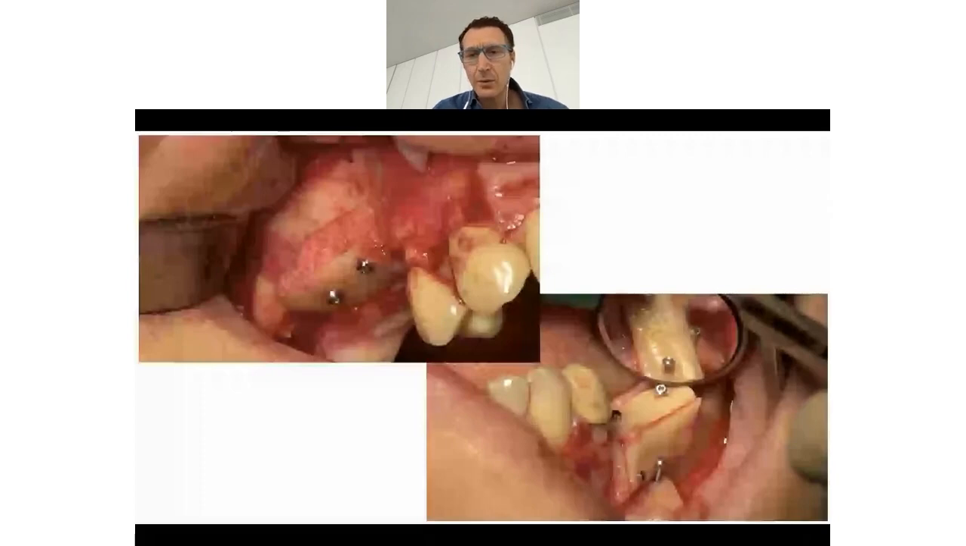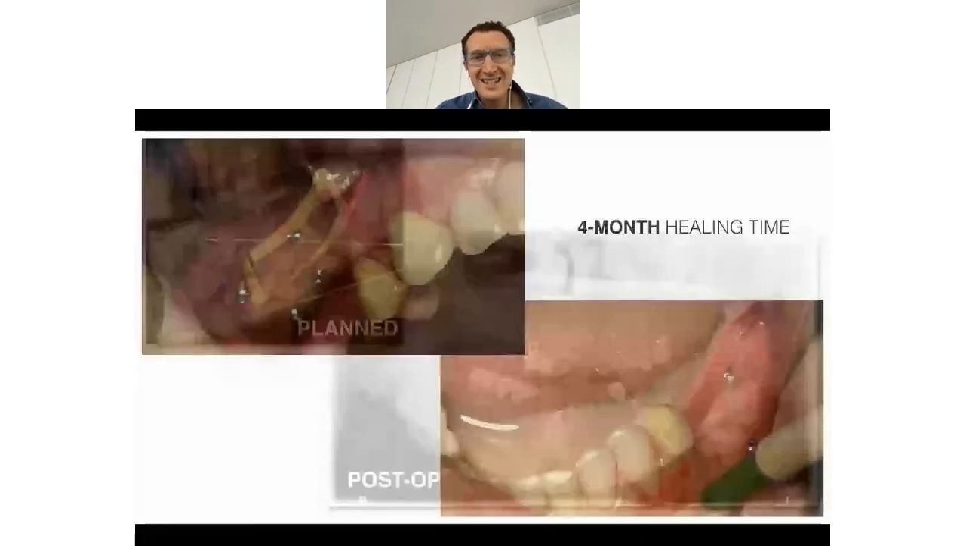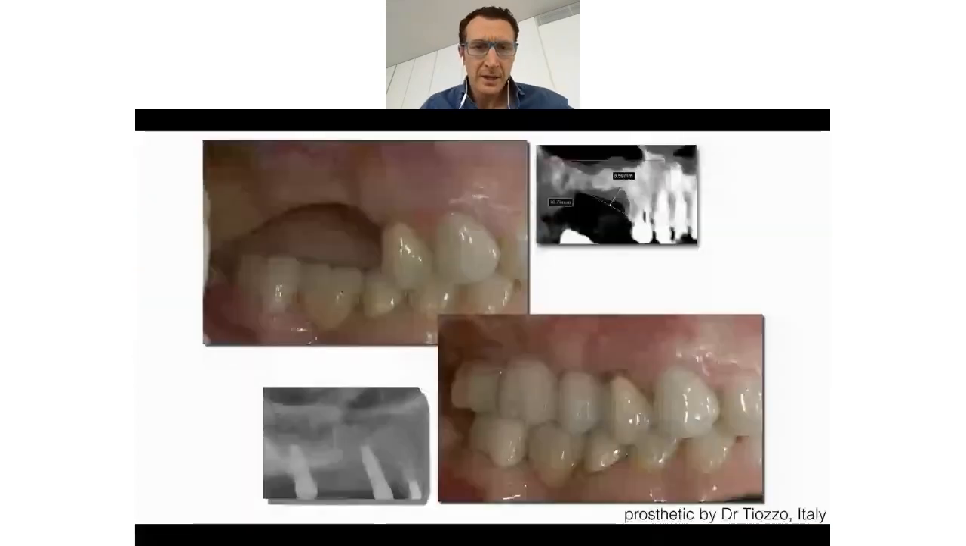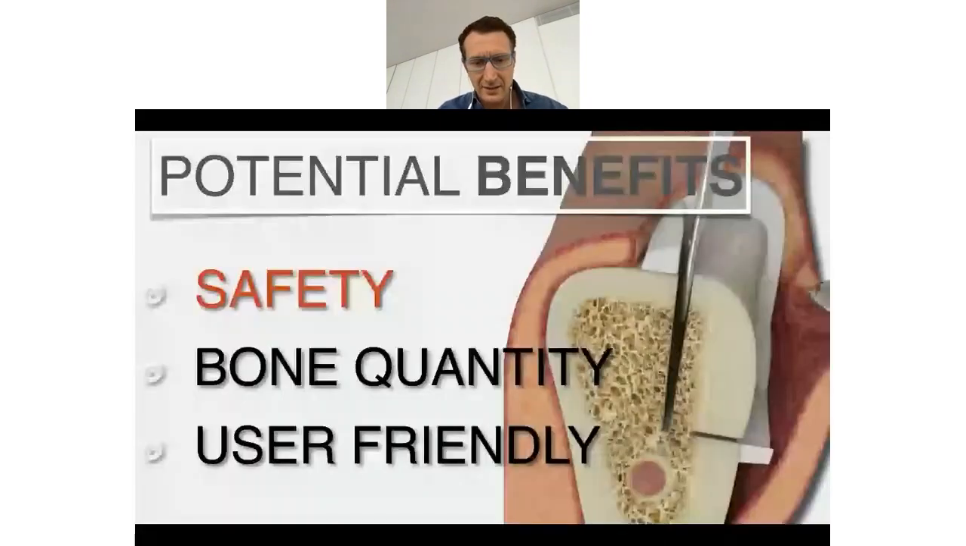And once again, here we are around 8-10 millimeters in the lower jaw, around 6 millimeters in the upper jaw. And this is the healing. This is the post-op x-ray, but this is the healing 4 months after. Fantastic bone. Sorry for the audio. And this is then the final results, one side and the other side. These are clinical pictures 3 years later.